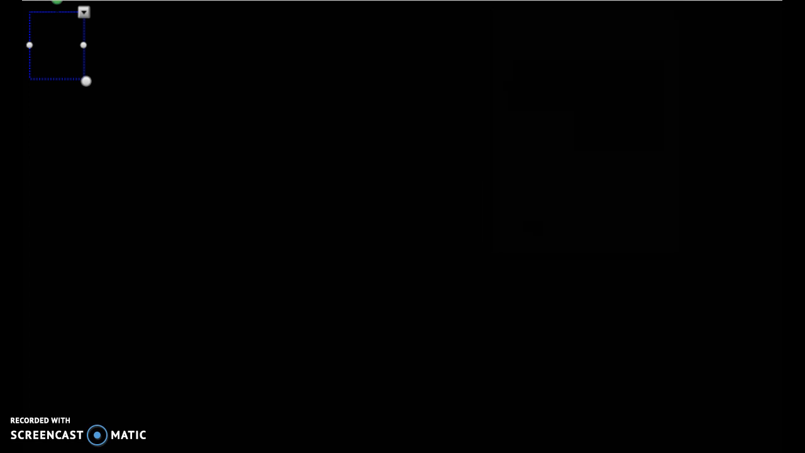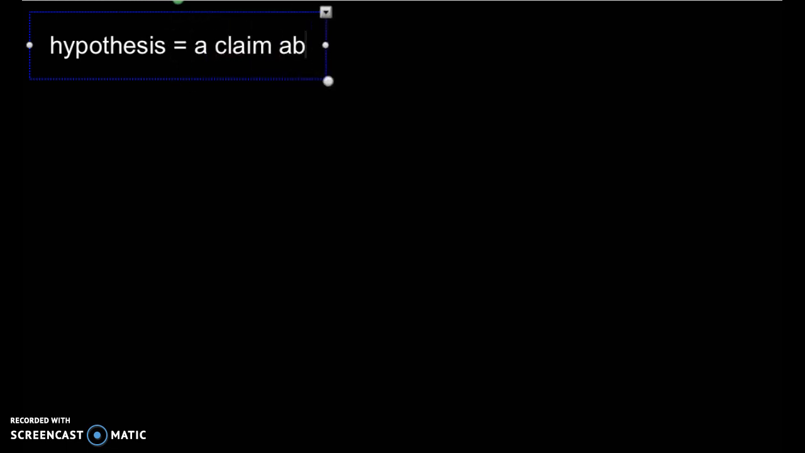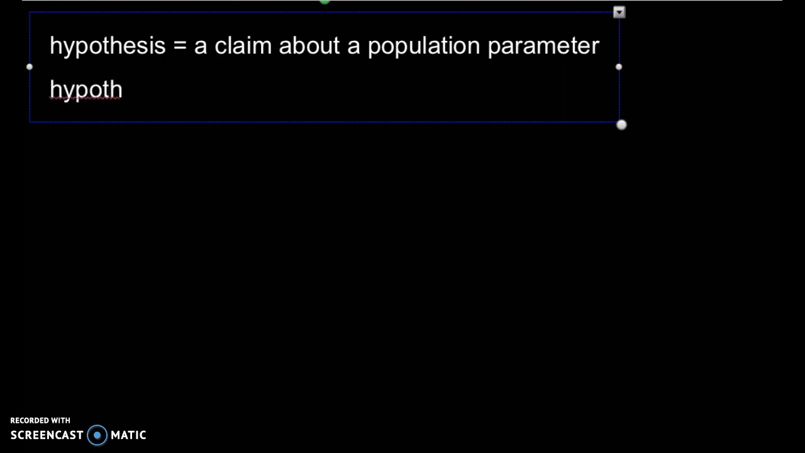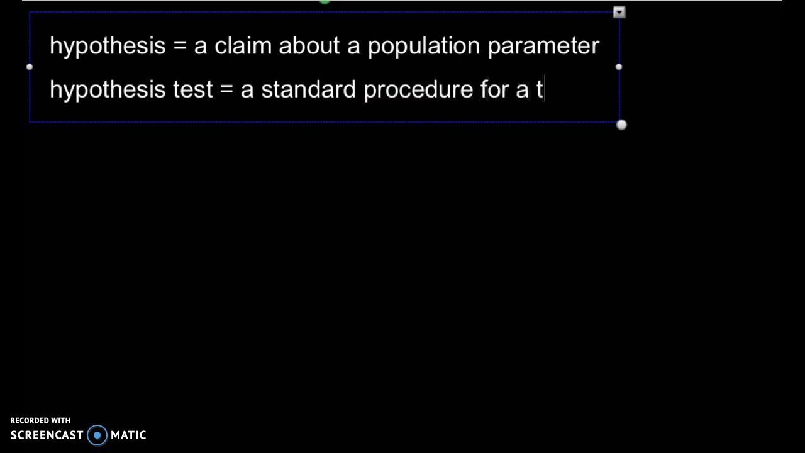Okay, so we're going to start with a hypothesis. It's a claim about a population parameter. It's something that we're trying to claim about, to prove. We're making a claim about a population parameter. And a hypothesis test is a standard procedure, a formal procedure, for testing a claim about a population parameter.